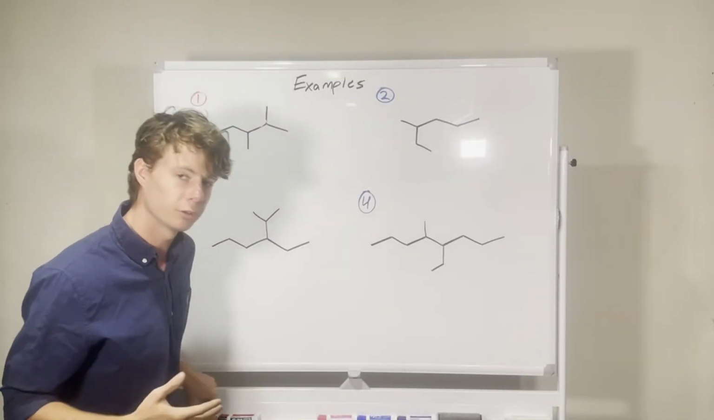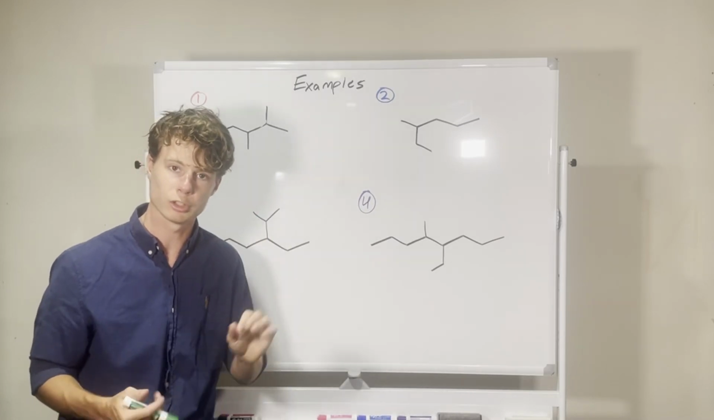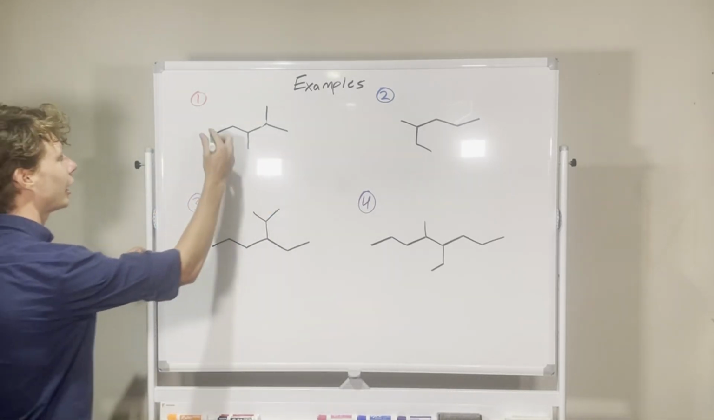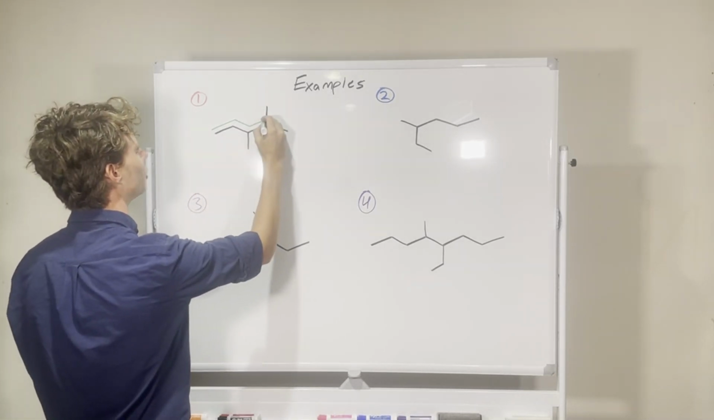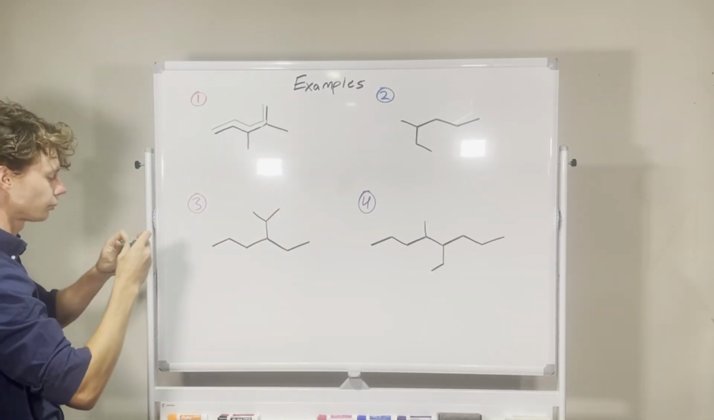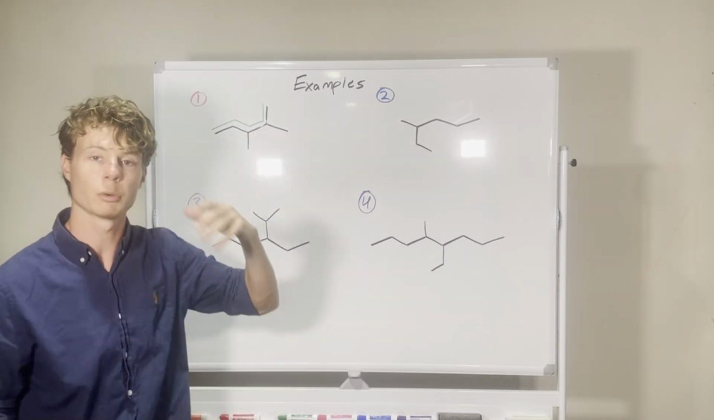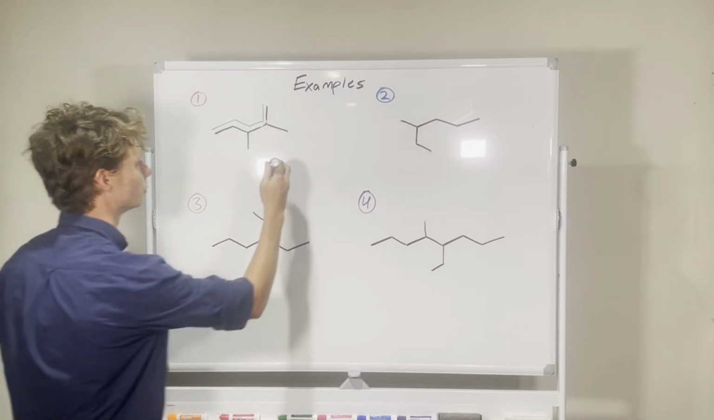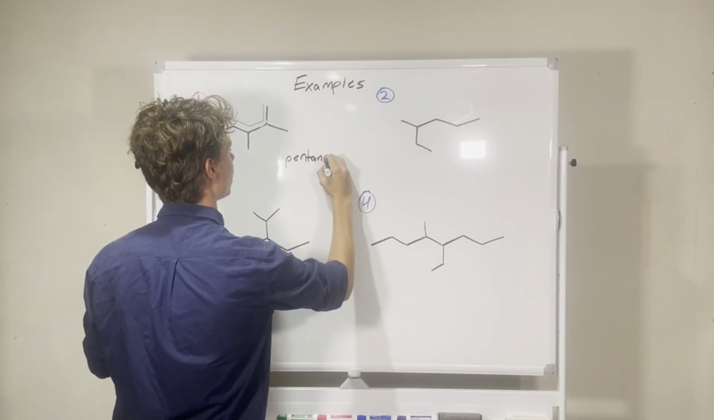First step, always first step, identify the longest carbon chain. We're going to identify our root here. How can I make a line here in example number 1 and include as many carbons as possible? I'm going to have 5 carbons here. We would call that pentane. Pent meaning 5, and ane coming from alkane.